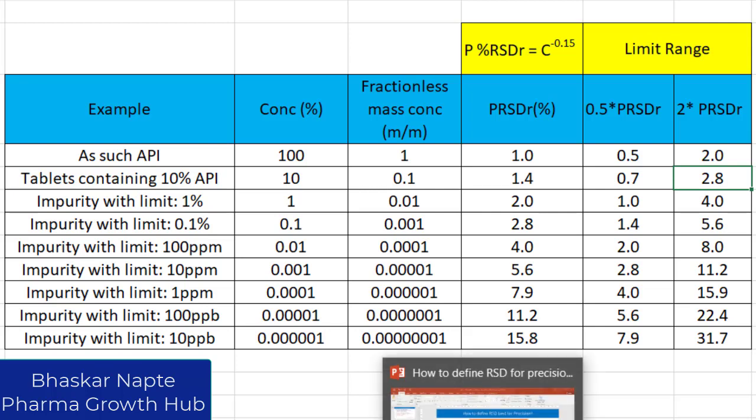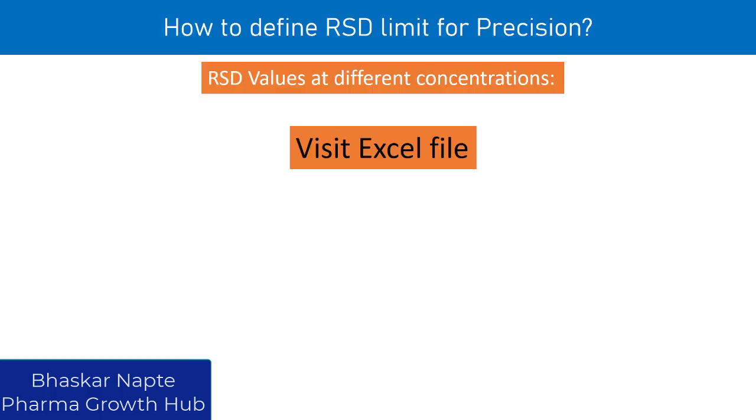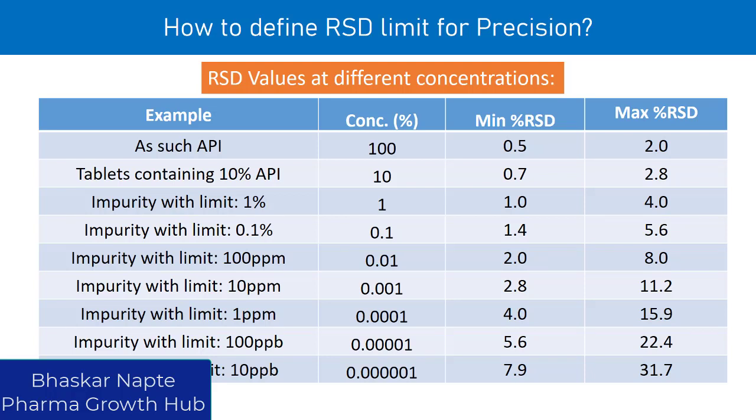Let us go back to the presentation now. So the same concentration values and their expected RSD values are tabulated for your easy reference, the minimum and the maximum. Now you may have the question of how to define the requirement for the percent RSD, because we never have the range given for the percent RSD under the precision study. So let us talk about that point also in the upcoming few slides.